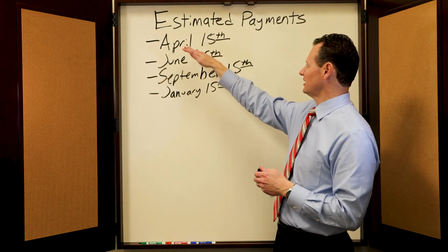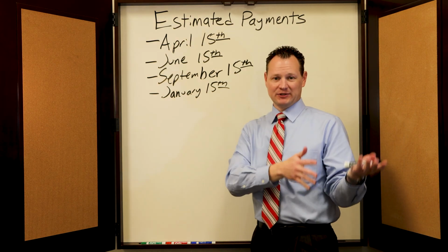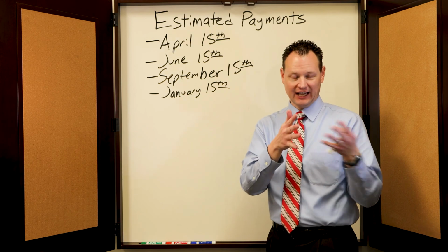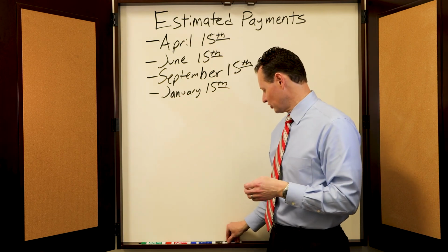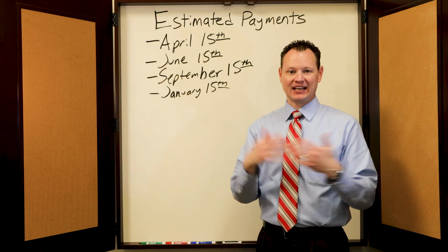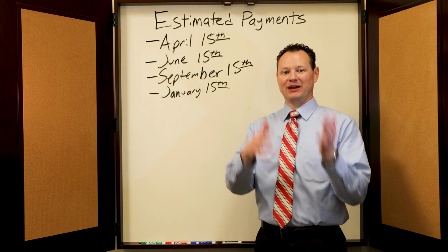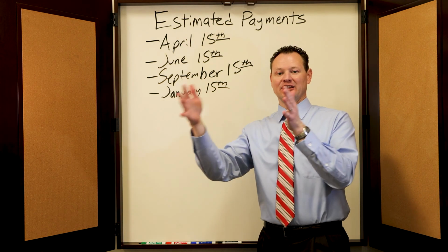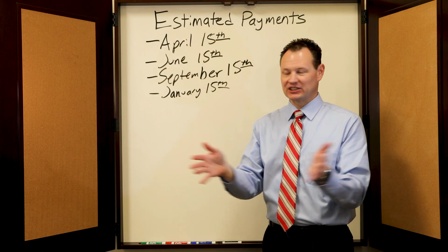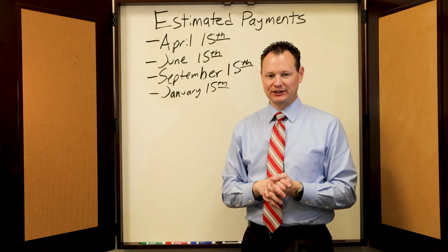You can see that the first estimated payment is due April 15th, which also happens to be the date that any taxes due on your tax return is due as well. So people could have a double tax payment that day if they haven't paid in everything they need to for the prior year. They'll have to pay that on April 15th, and then start paying the current year as well. Then it spreads out over June, September, and then January 15th.